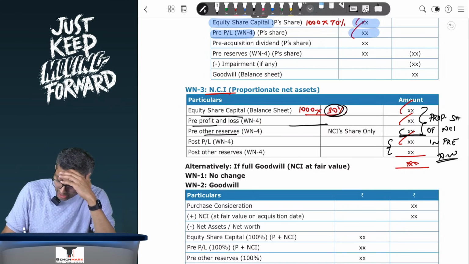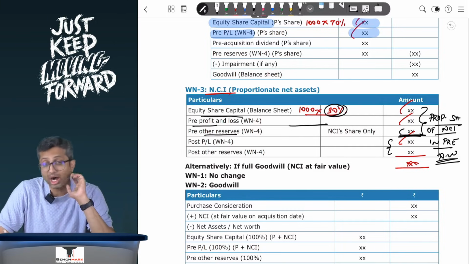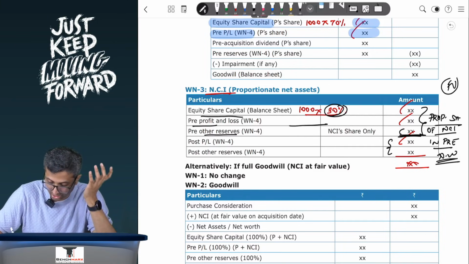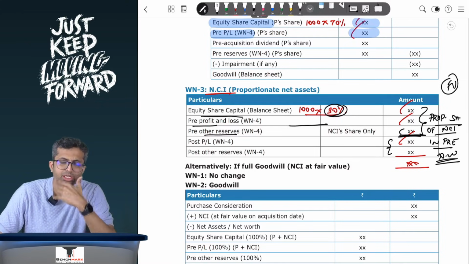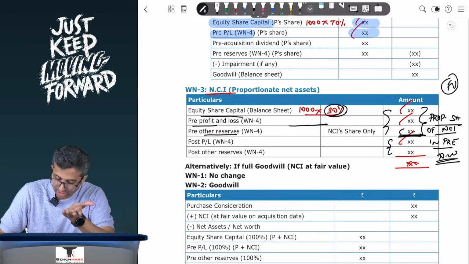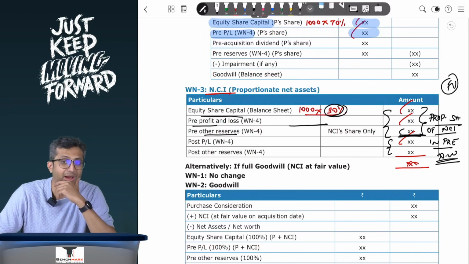However, on the acquisition date, how do you measure NCI? Well, one of the methods is proportionate share of NCI in the pre-acquisition net worth. Another method is the fair market value method. Now in the fair market value method, a fair market value will directly be given to you, in which case you don't need to do any of these workings. We will directly take NCI on the acquisition date as the fair market value.